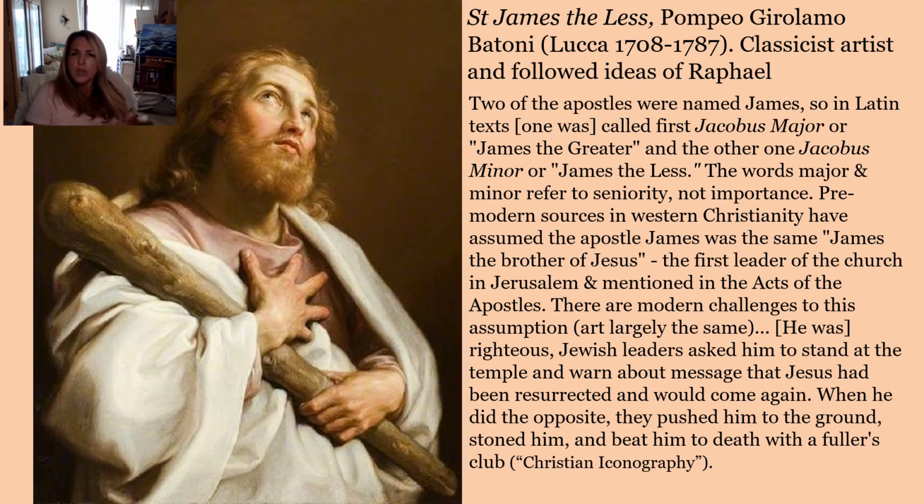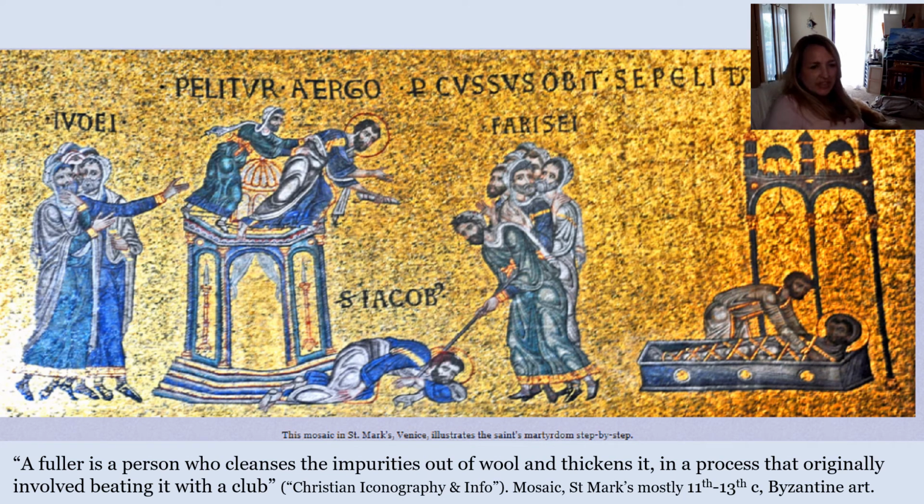So not one that you see a lot of, but I tried to make this as complete as possible. James the Lesser. A fuller is a person who cleanses the impurities out of wool and thickens it in a process that originally involved beating it with a club. So if you wondered what a fuller was, because I did. Mosaic, St. Mark's, mostly 11th to 13th century Byzantine examples are at St. Mark's.